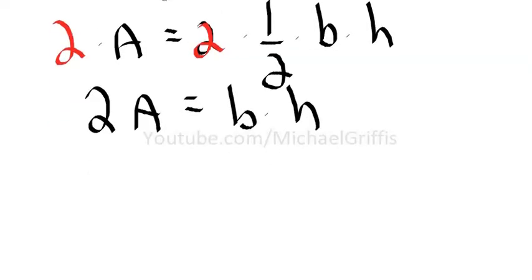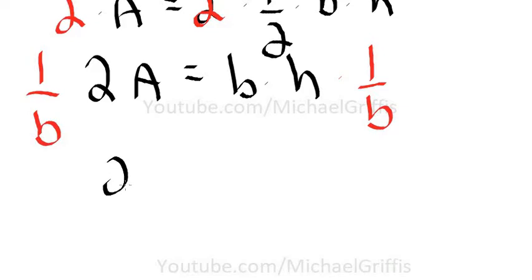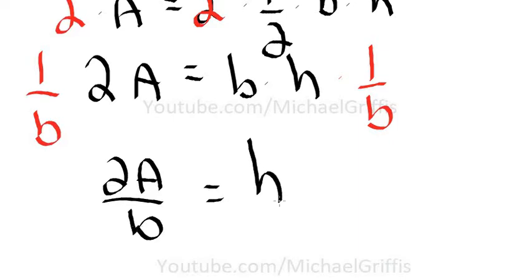And now what do we do? Well, we multiply both sides by, forgot what we were solving for, h, 1 over b. Multiply both sides by 1 over b. So we end up with 2a over b is equal to h, right? These guys are going to cancel out.